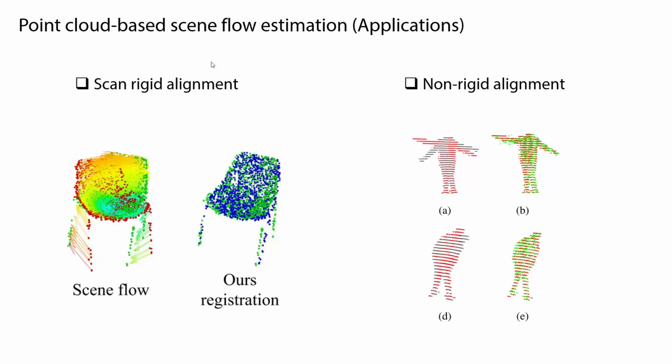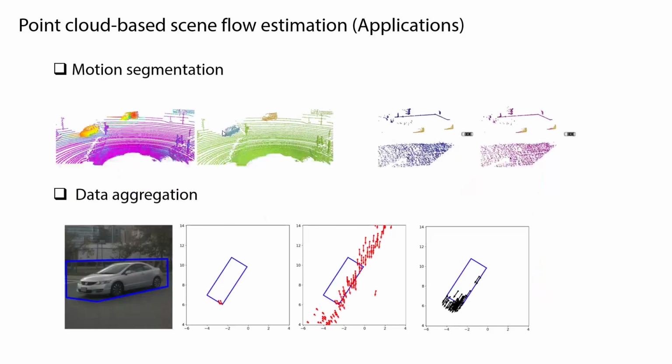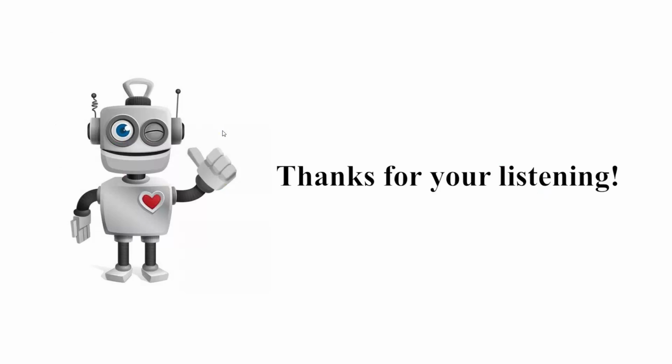As a low-level understanding of the scene, point cloud-based scene flow estimation has many downstream applications. For example, it can be used to align two scans because it has naturally existing correspondences. And it can also be used for non-rigid alignment because it can output a per point motion field. Scene flow prediction can also be used for motion segmentation when combined with clustering methods. It can also be used for accurate data aggregation across different sweeps. I believe that in the future, scene flow estimation can be utilized in more applications and can induce more benefits for autonomous systems. Thanks for listening.